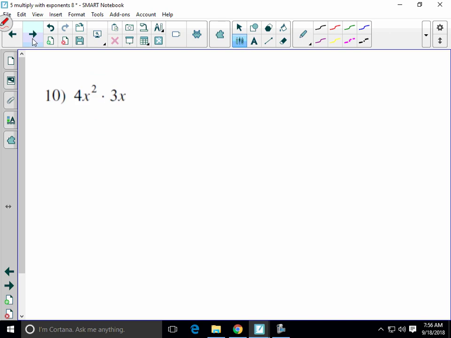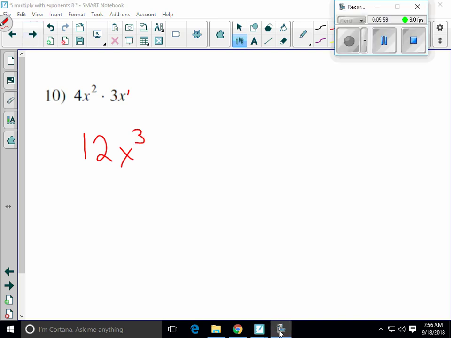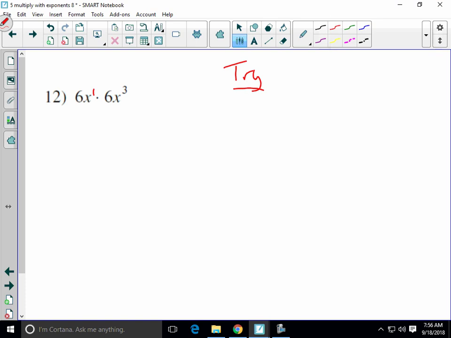Okay, number 10. I'm going to put a 1 here. Coefficients, 4 times 3 is 12. X, 2 plus 1 is 3. 12x to the third. Okay, go ahead and try number 12. Okay, the numbers when you multiply, 36. And the x should be raised to the fourth power.